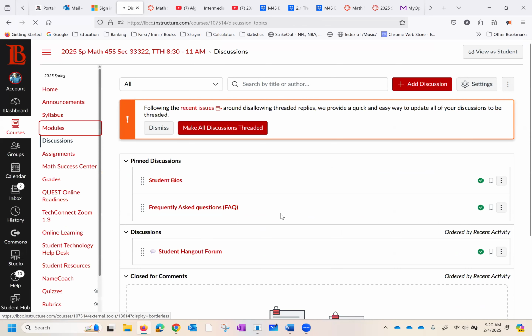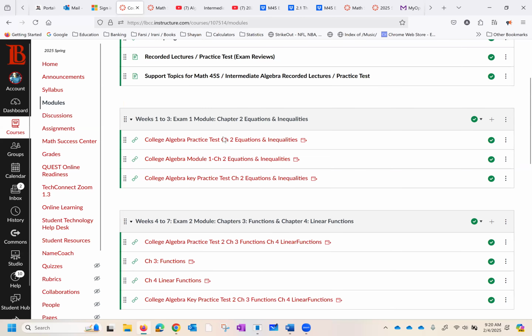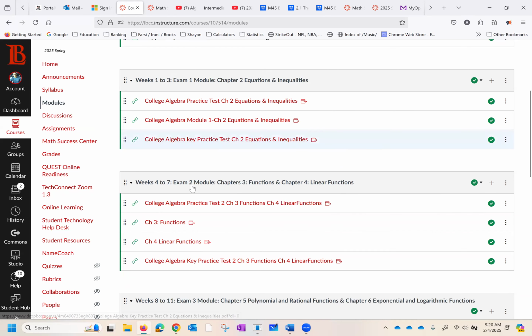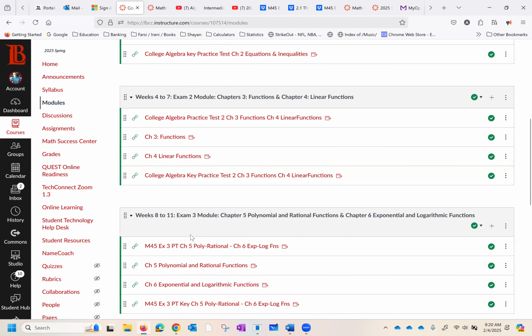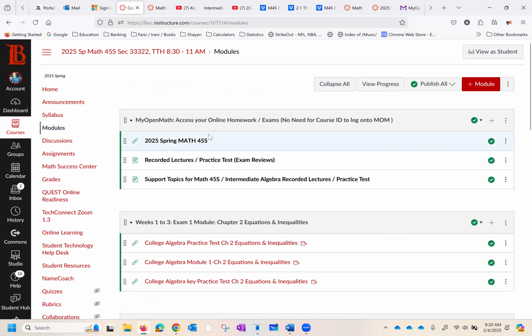And under the modules, Module 1, Exam 1 is what we are concerned with for now, which has the practice test, PowerPoints, and the key to practice test. The rest of them repeat. And the last one is for the calculator information, and that's a resource. And at the very top, the first one is where we go to get to MyOpenMath, do our homework.